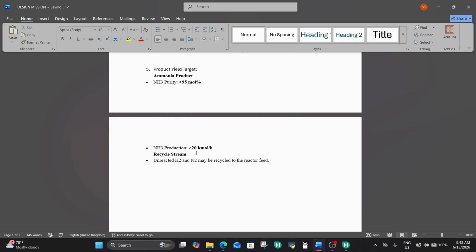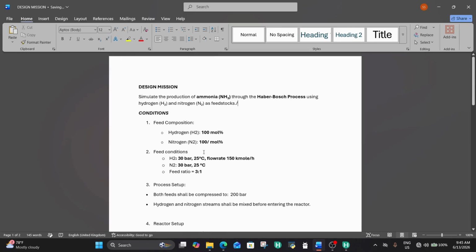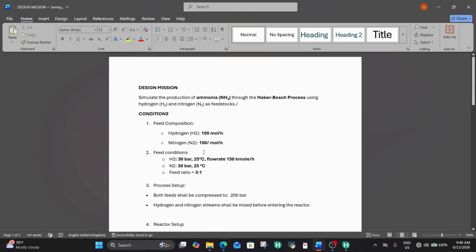For our recycle, we're going to be doing some recycling here, similar to what we did in our previous content for our SMR reaction. Unreacted hydrogen gas and nitrogen gas may be recycled to the feed reactor. That's a process of converting the unreacted products to yield more finished ammonia products. With this, we are set to move on to the simulation environment.